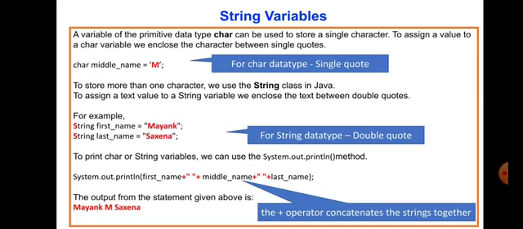For character it is a single quote and for string it is double quote. You may join them together with the help of a plus operator. Can we move on to the next slide, children?